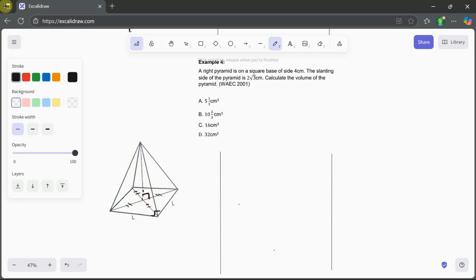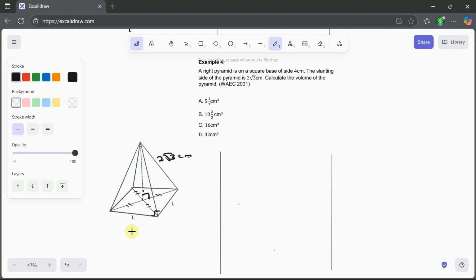These are things that you might not really be able to picture because we're not looking at the real thing, but I'm telling you. So this place will also be 90 degrees. Once we know this side, we know the slant side. This slant side has been told to be 2√3 centimeter. We know this slant side, we know this side. We can also use Pythagoras to find the height.